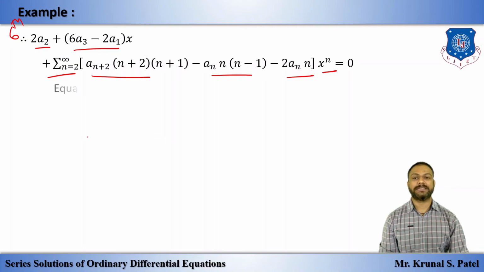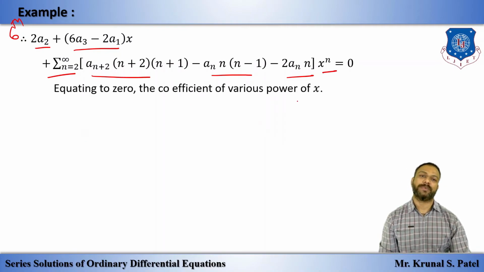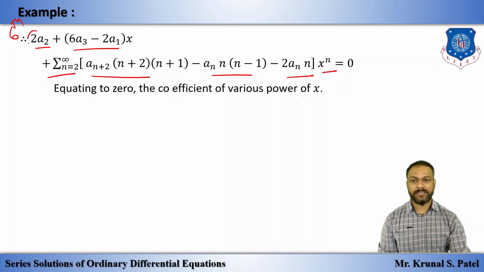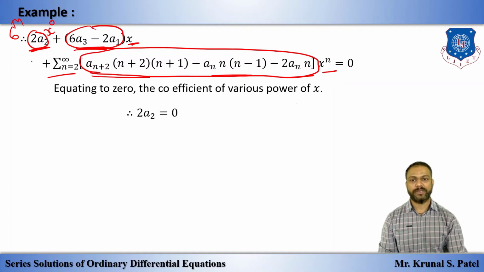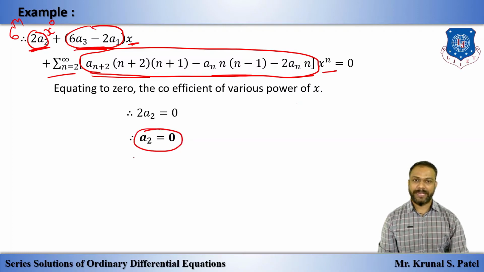Now the seventh step is equating to zero the coefficient of various powers of x. Just follow these steps and it will be so easy for you. So this is the coefficient of x raised to 0, so we'll equate this to 0. This is the coefficient of x raised to 1, so we will take this equal to 0. And this is the coefficient of x raised to n, so we take this equal to 0. So first, 2a2 is equal to 0, so a2 is equal to 0. We get one value.